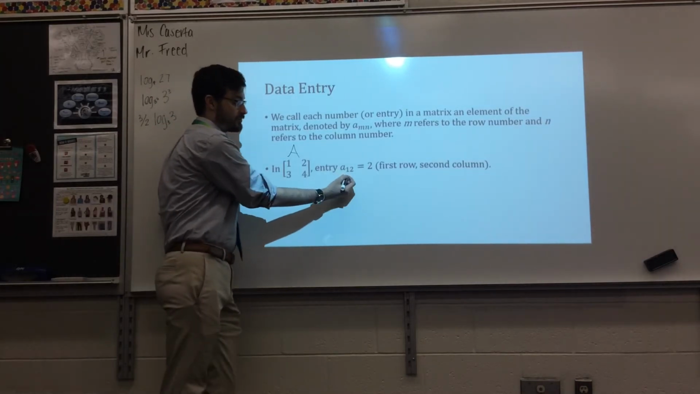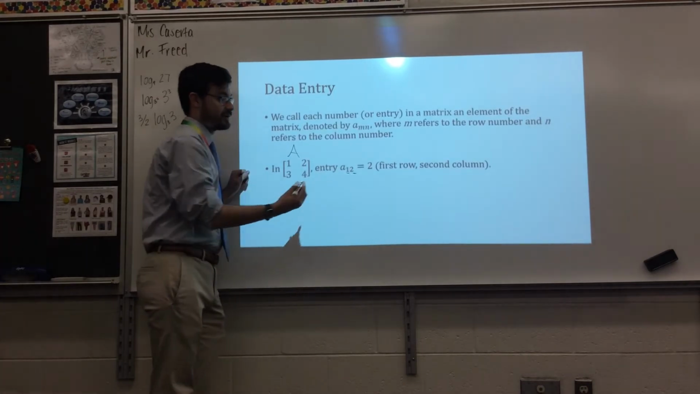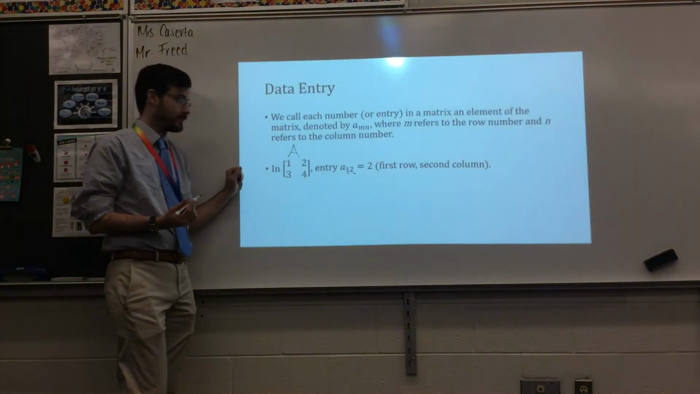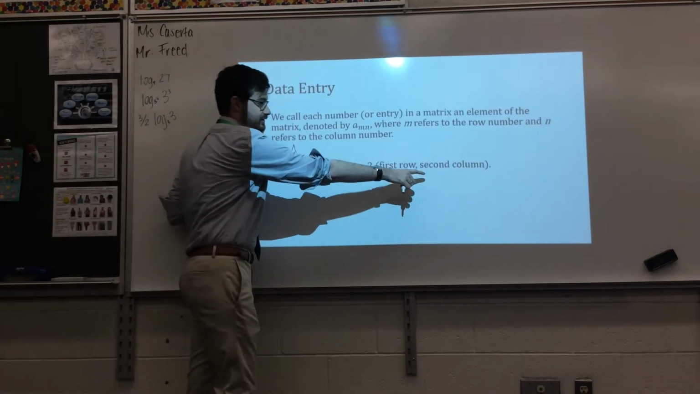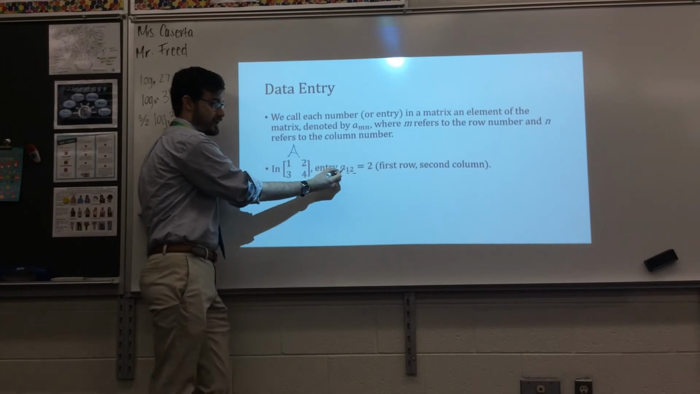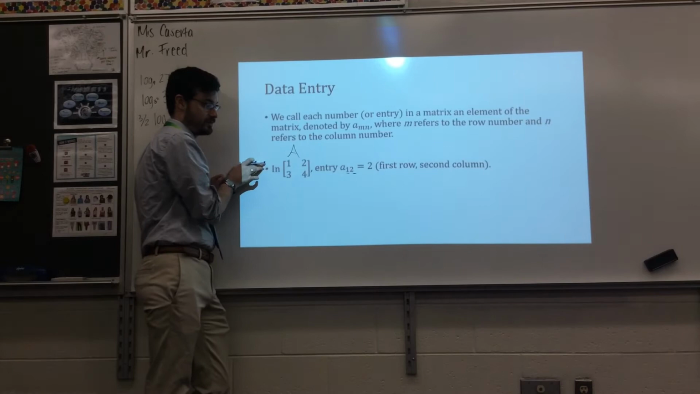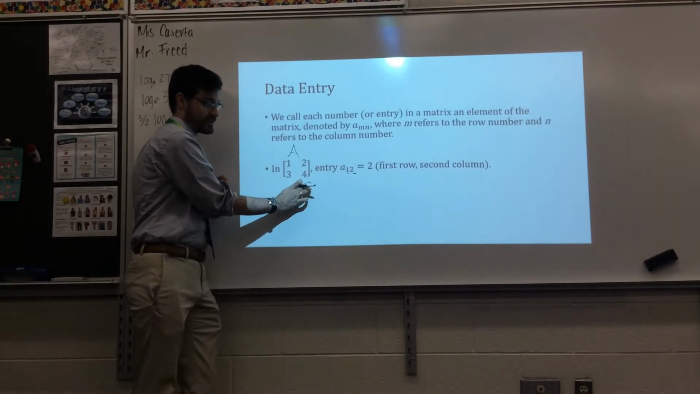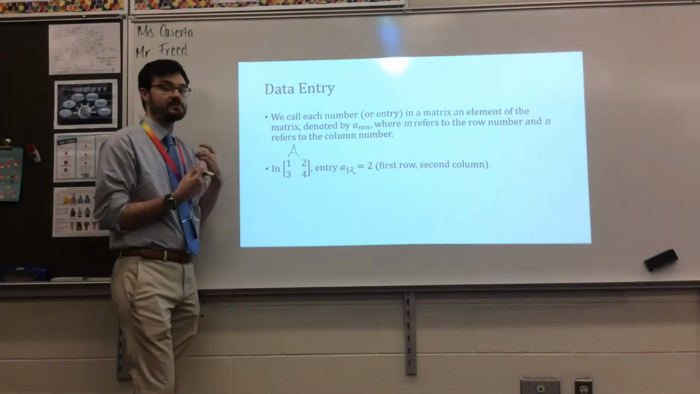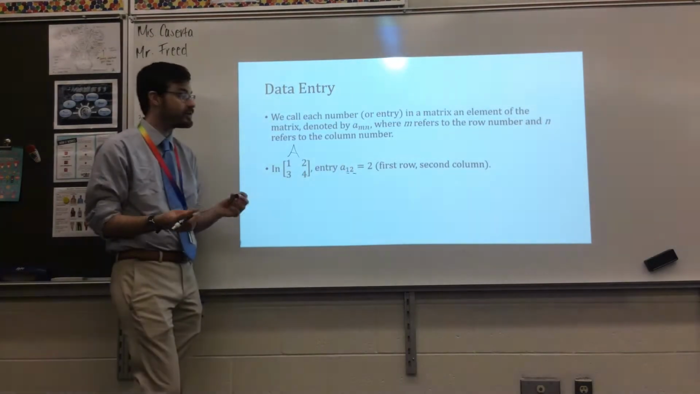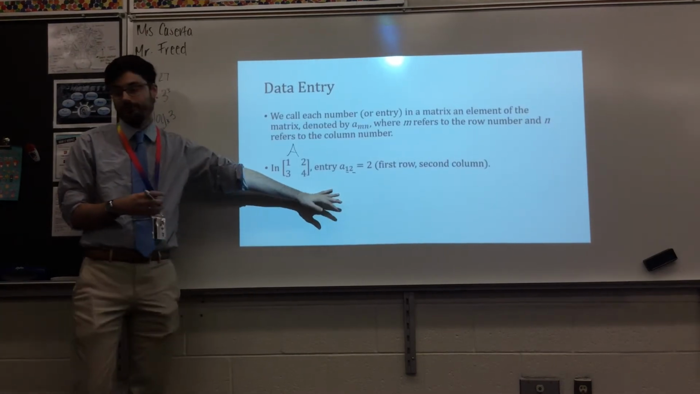The first number will represent which row it is in. The second number will tell me which column it's in. So the number 2 is in the first row, second column. So I'm going to call it a, because it belongs to A, 1 for the first row, 2 for the second column. Again, if you need some extra time with these definitions, pause the video, rewind the video, make sure that you understand how we can talk about a matrix before we continue going further.